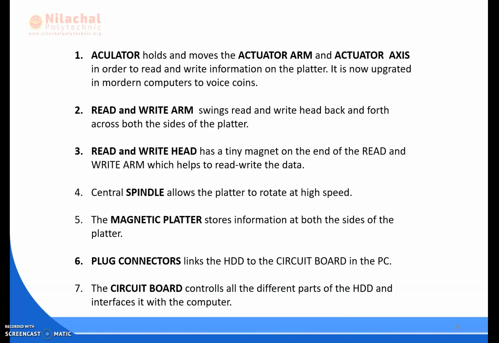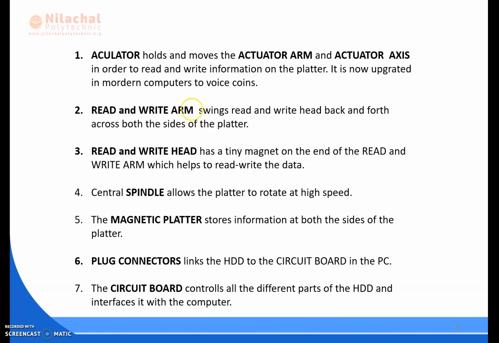The magnetic platter stores information on both sides of the platter. The plug connectors link the hard disk to the circuit board in the PC, and the circuit board controls all the different parts of the HDD and interfaces it with the computer.